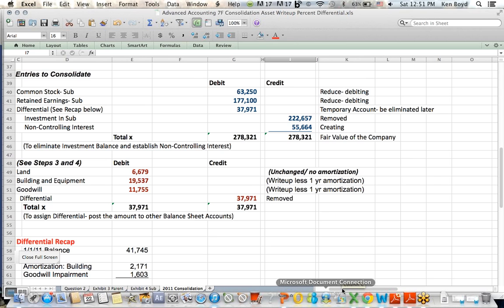The first entry is we want to debit the sub's common stock and retained earnings to remove the equity, because in consolidation there's no equity. We remove the investment in sub account and the non-controlling interest investment, and the difference between the two to make debits equal credits, we post to the differential, which is a debit. And I make a note that it's a temporary account that's going to get removed.